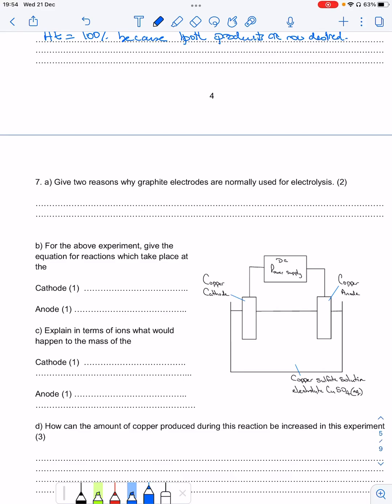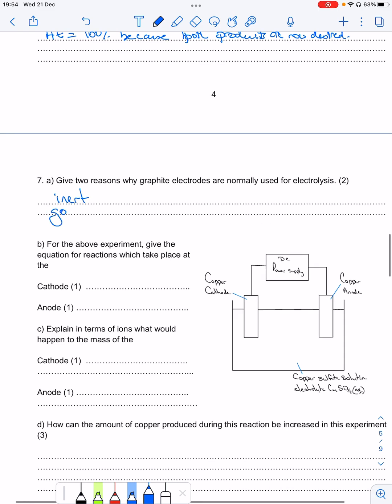So normally we would use graphite electrodes. Two reasons. First reason is that graphite is inert. That means it's unreactive. Second reason is it is a good conductor of electricity. Remembering graphite is based from carbon, which wants to make 4 bonds, and graphite makes 3. Therefore it has delocalized electrons which are free to move.